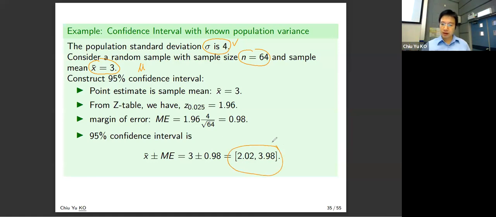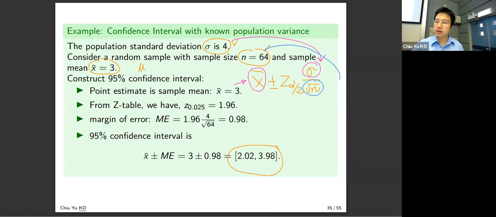So let's do the math. Remember, this is the formula that you should remember by heart. Of course, you can write it down on your cheat sheet. This guy is the center, the sample mean. You go left and right. And this guy is just 4.